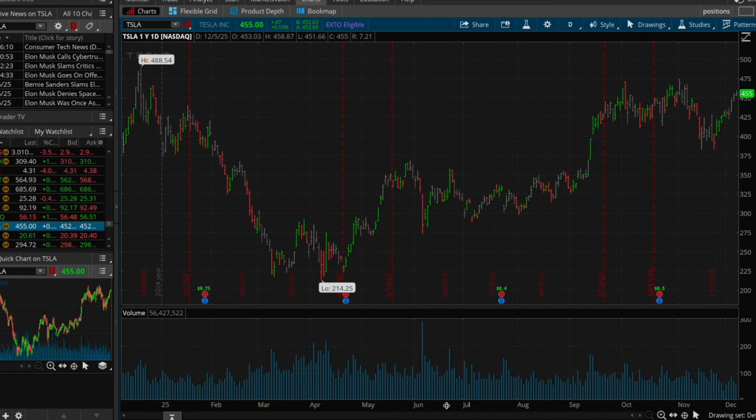Credit spreads are a defined risk strategy, meaning you can only lose a certain amount of money. And I'm going to show you exactly how to calculate that. And you can still take in income by trading the ticker. So let's go through exactly what it means and how to do it.